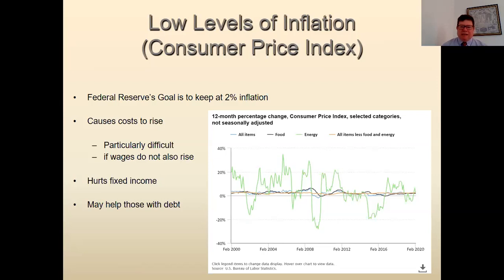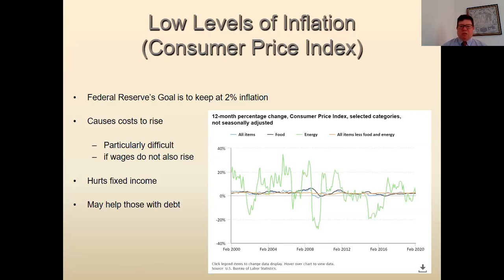But if you can see that real tiny line there, that little light blue line, what you'll see is that the Fed's been pretty good at keeping inflation at or around 2%, or we're at a little bit more than 2%.